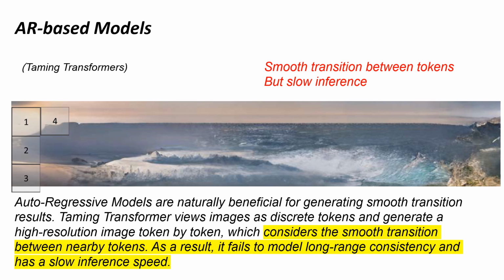Autoregressive models are naturally beneficial for generating smooth transition results. Taming Transformer views images as discrete tokens and generates a high-resolution image token by token, which considers the smooth transition between nearby tokens. As a result, it fails to model long-range consistency and has a slow inference speed.